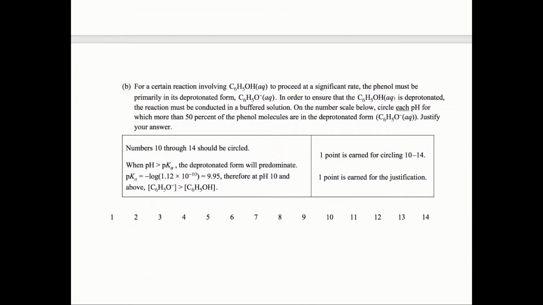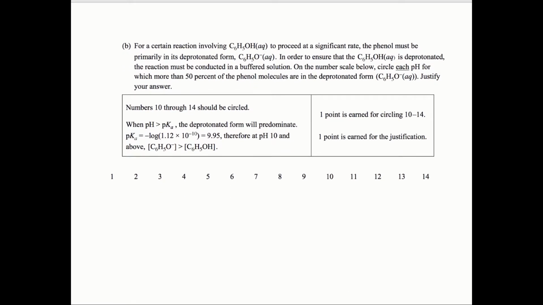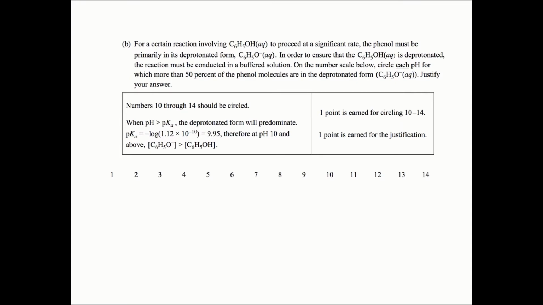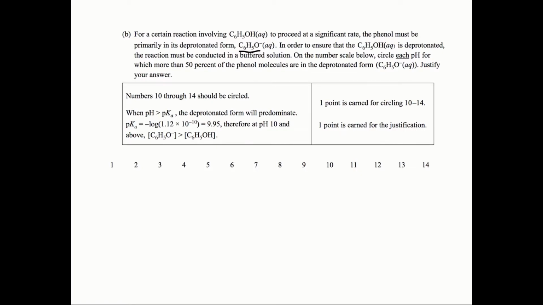All right, for part B, it says for a certain reaction involving this acid to proceed at a significant rate, the phenol must be primarily in its deprotonated form, meaning you should have mostly just its weak conjugate base. In order to ensure that it's deprotonated, the reaction must be conducted in a buffer solution. On the number scale below, circle each pH for which more than 50% of the phenol molecules are deprotonated.